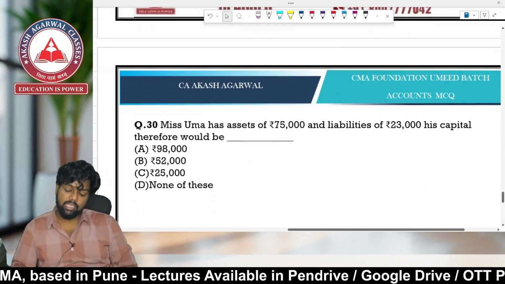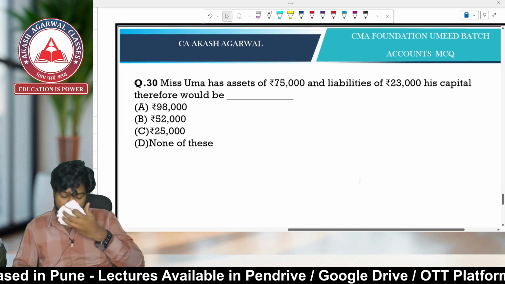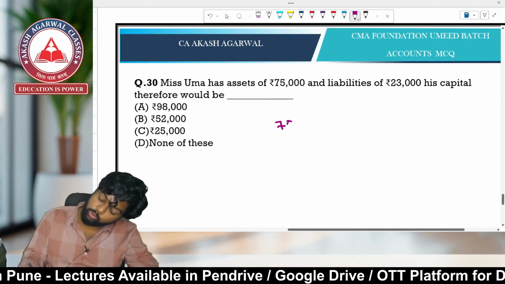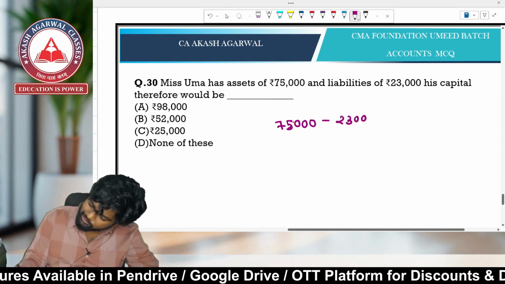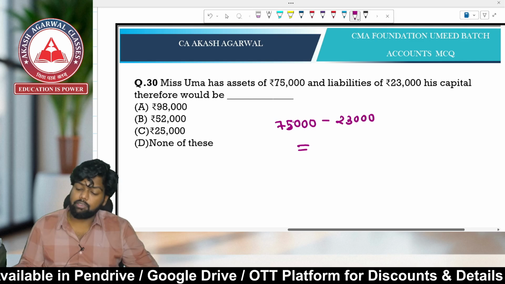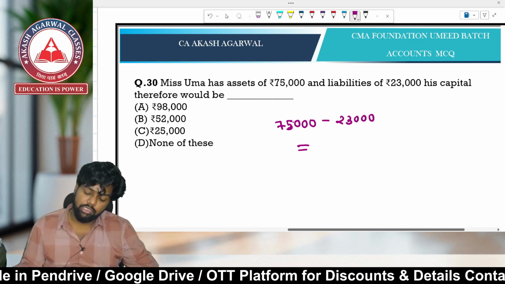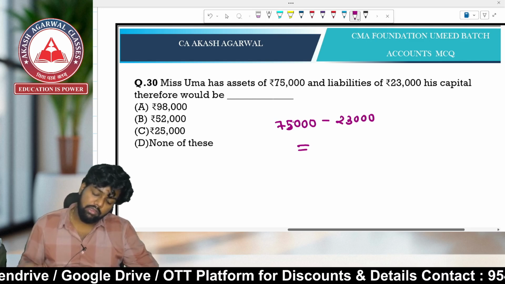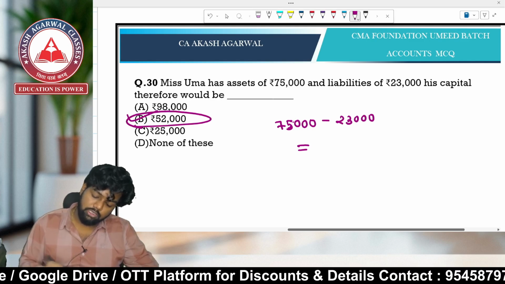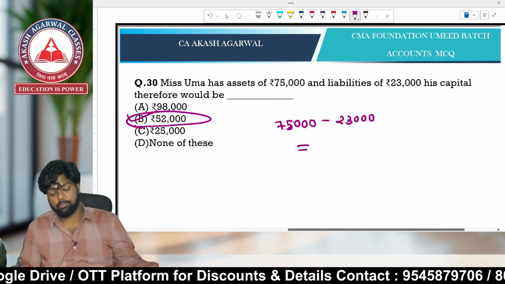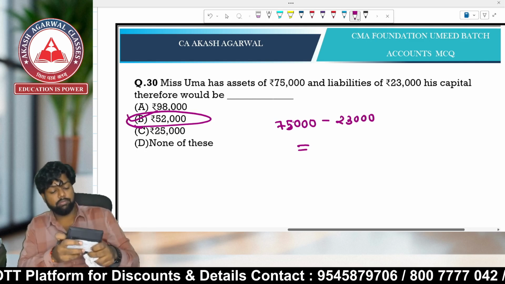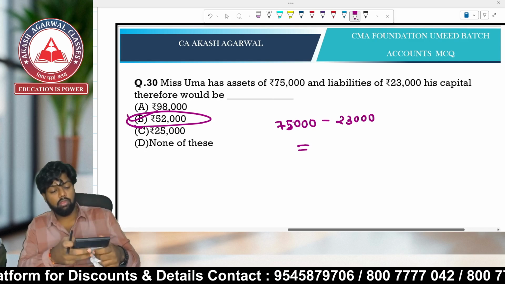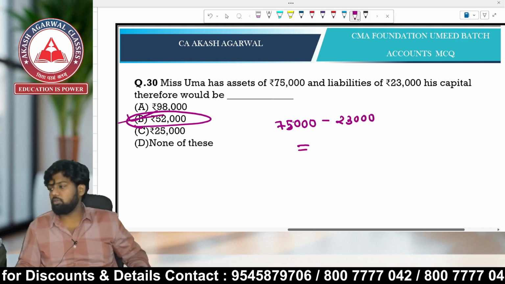Personal. Last question. Miss Uma has assets of 75,000 and liability of 23,000. What will be the capital? 75 minus 23 will give me 52,000. Option B. 75 minus 23, 52,000. Option number what? B.